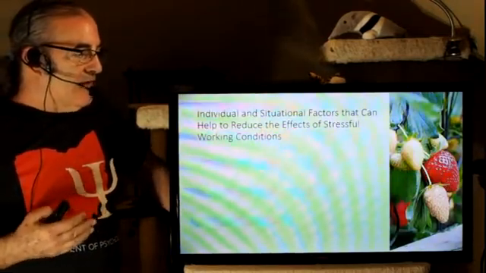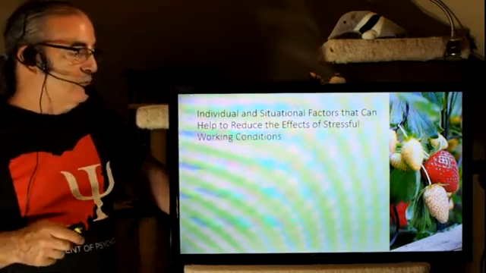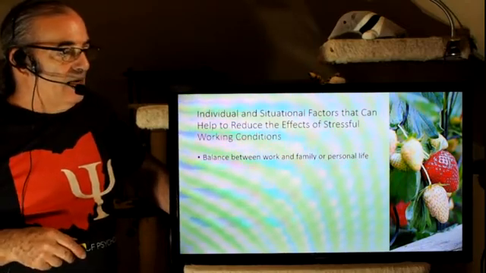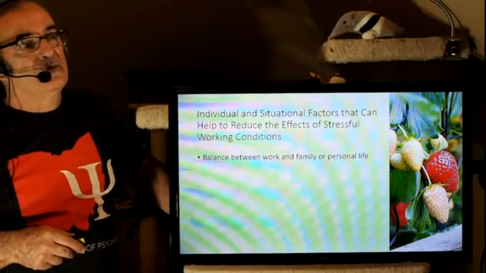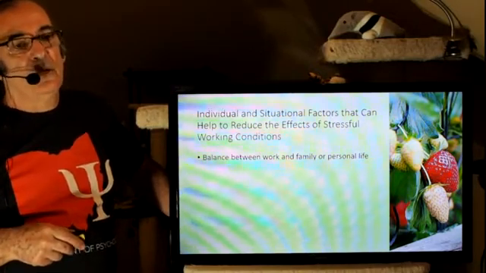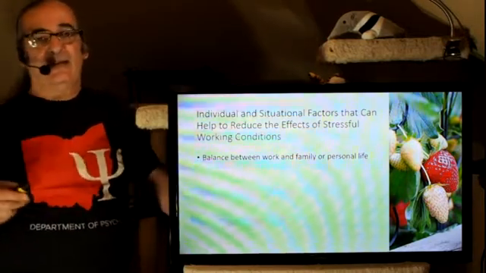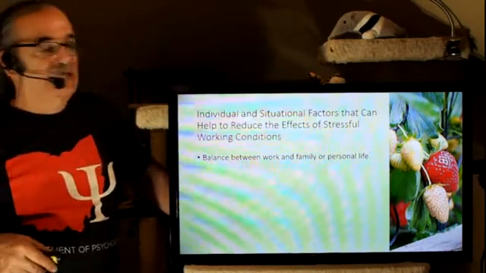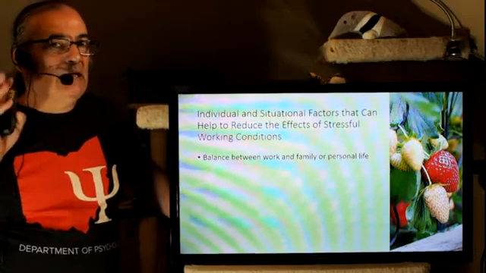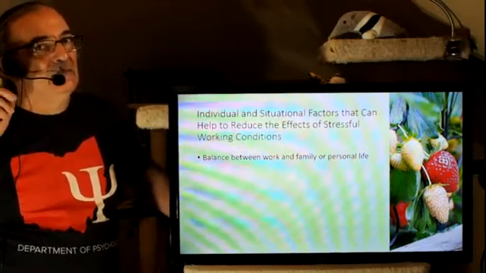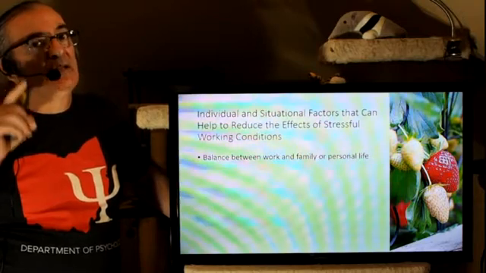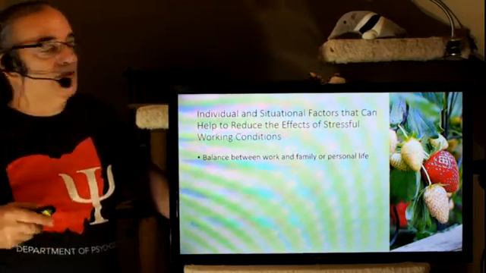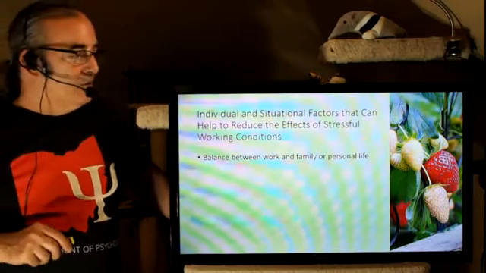Now, the individual and situational factors can help to reduce the effects of stressful working conditions. If you have a good balance between work and family or personal life, and I've been trying to take a day off every week this semester just because the workload is overwhelming and I really don't want to kill myself trying to meet it. So can I at least have a day where I'm not necessarily doing anything? I've been pretty successful with that, but I answer emails every day. Maybe on that one day I'm taking off, I only answer emails once, during one period. But still, I think for a lot of teachers, it's really hard to take any time off during the semester, especially under our current conditions.